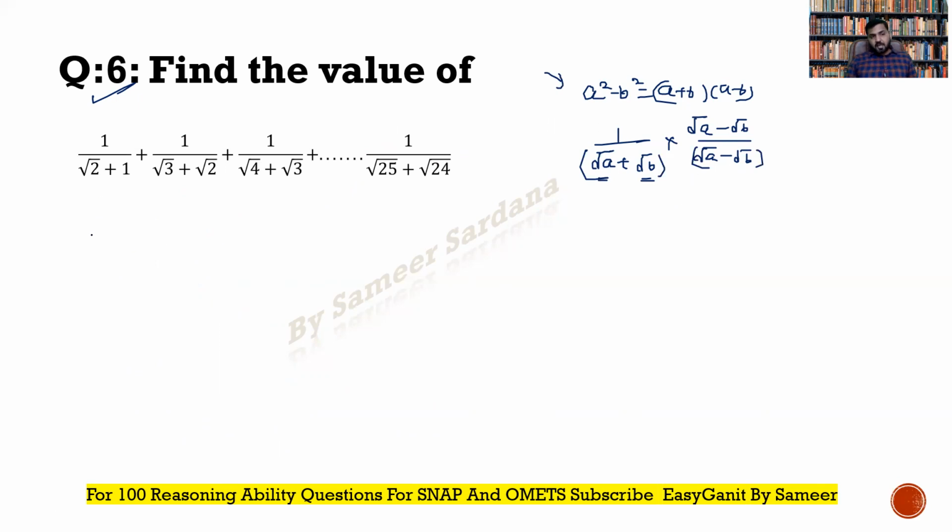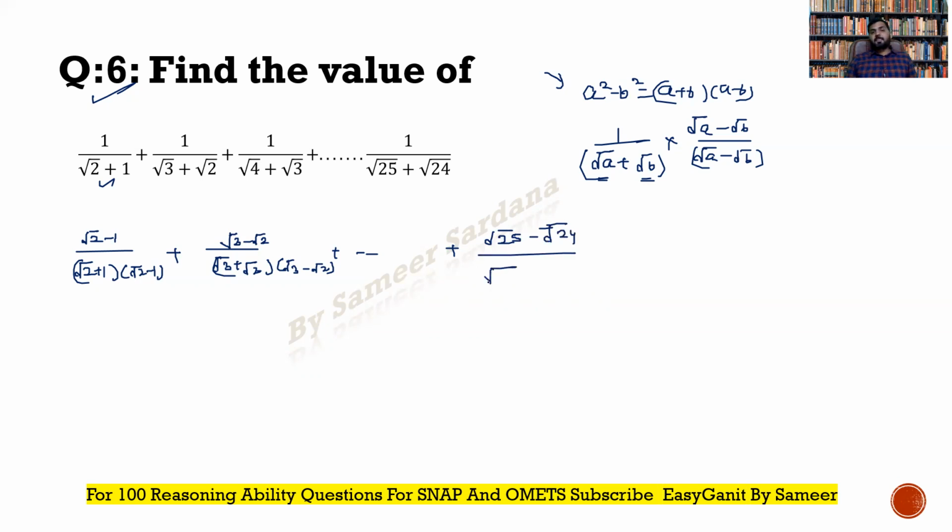So for example, in this case, if I apply the rationalization in the first term, I'll be having root 2 minus 1 in the numerator. And in the denominator, I'll be having root 2 plus 1 into root 2 minus 1. Next, we have root 3 plus root 2 in the numerator and root 3 plus root 2 into root 3 minus root 2 in the denominator, and so on. Finally, the last term would be root 25 minus root 24 divided by root 25 plus root 24 multiplied by root 25 minus root 24.